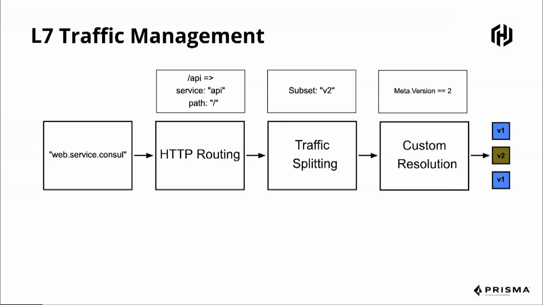We're also able to do traffic splitting, which allows us to control and partially roll out new versions. So in this case, we have version 2 specified for our subset, and when a request comes in, we can actually split it, say 80% to version 1 and 20% to version 2. And then we can also do custom resolution. And so in this case, we're defining what subset v2 looks like. We're saying find an instance of our service that has the metadata called version set to 2 and route this traffic there.